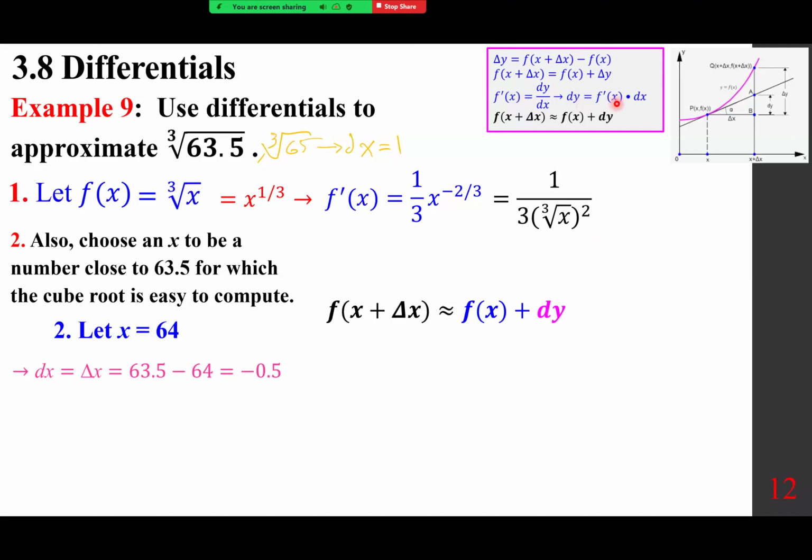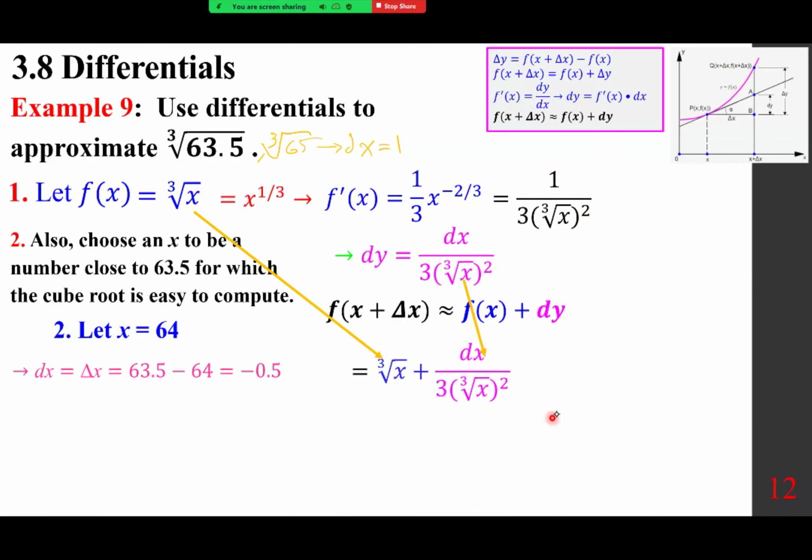What is dy? The same thing times dx. Multiply this expression by dx. So in essence, 1 times dx becomes dx. Now we are in business. We have f of x, we have dy. So f of x from here, dy from here. We are almost done.